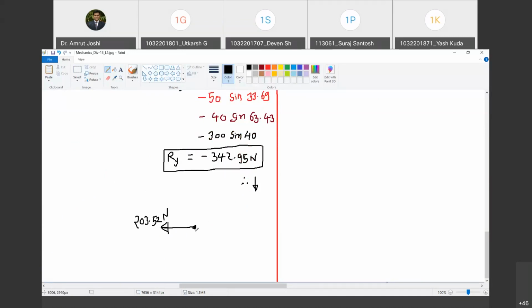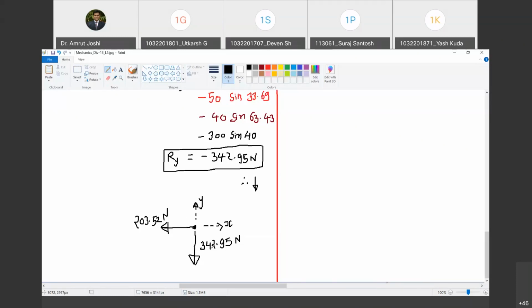Similarly, Ry is how much? Tell me. Minus 342.95. Happy? Yes, sir. And I will not write it as negative now, because I have already shown its direction in the negative y direction. Do you agree with me? Yes, sir. This is x and this is positive y. Happy? Yes, sir.